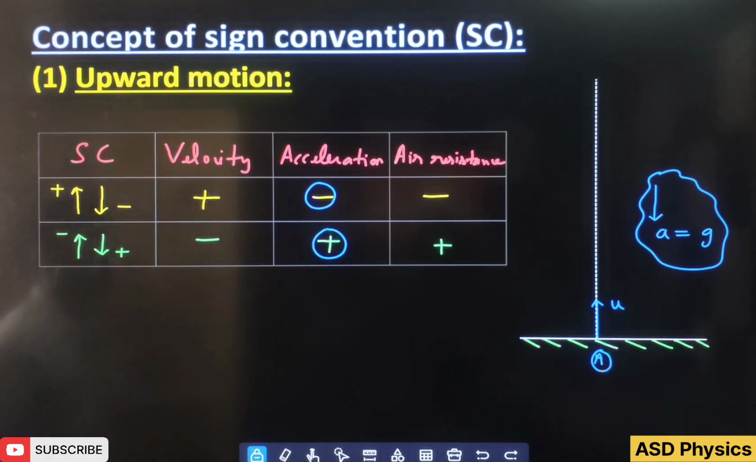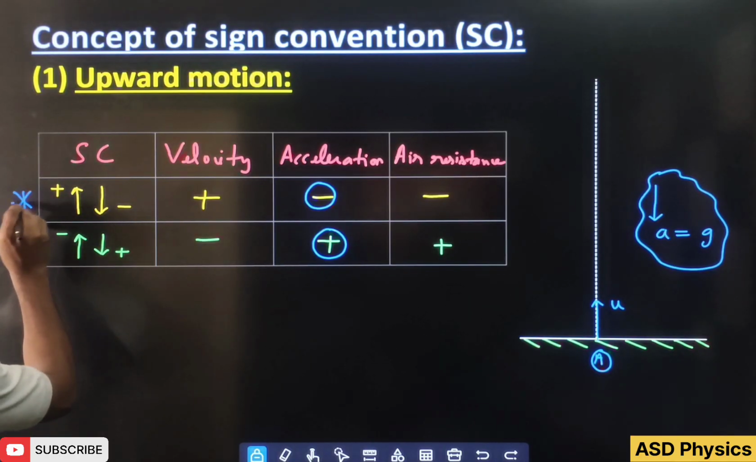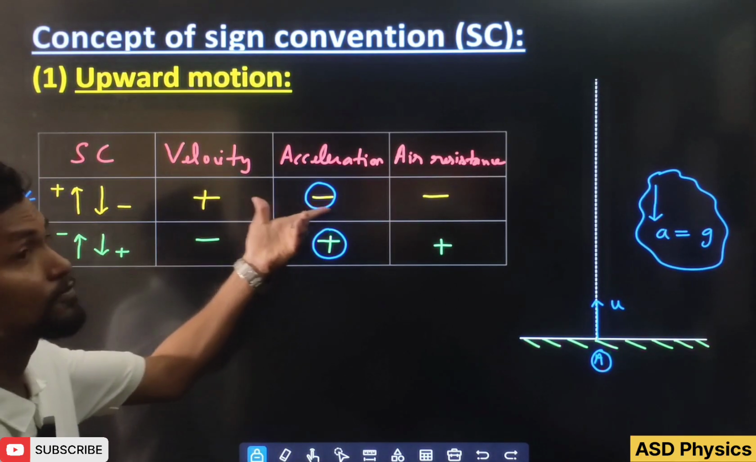Is it, students? So kindly see the sign convention very well, but remember that in a basic way, if nothing is mentioned, I will always use the first sign convention.